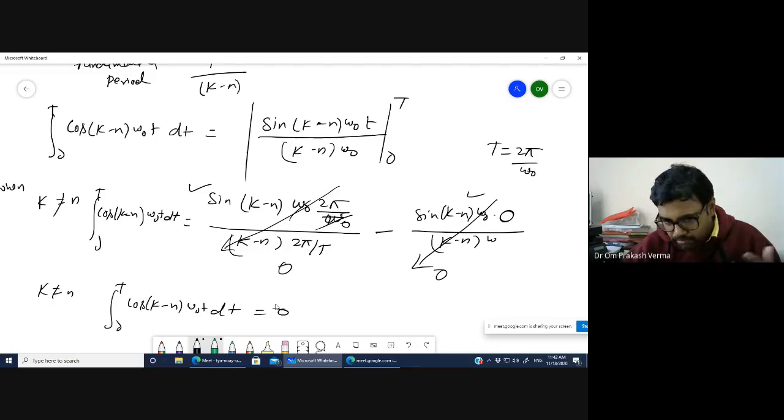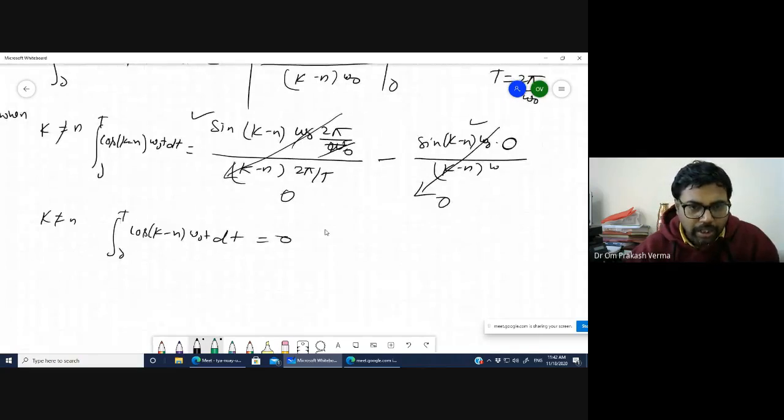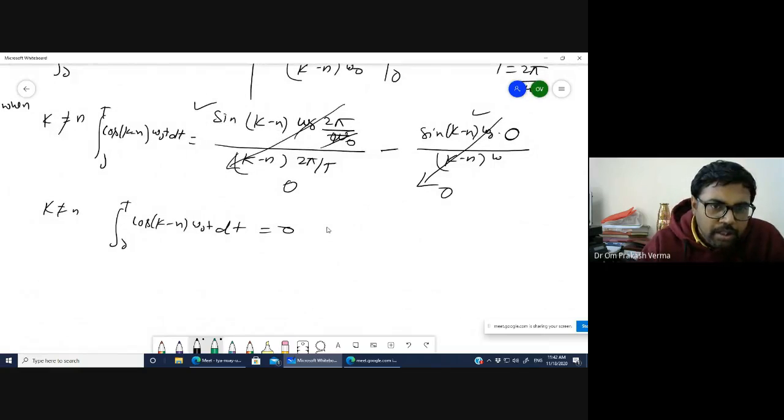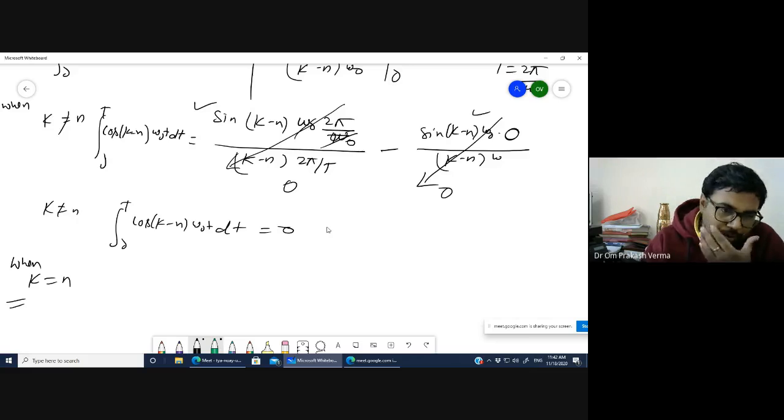Same for the integral from 0 to T of sine (k minus n) omega naught t dt, right? Now the second case is when k is equal to n. When k is equal to n, then what happens? Can you tell me what will happen? How will the integration be solved?